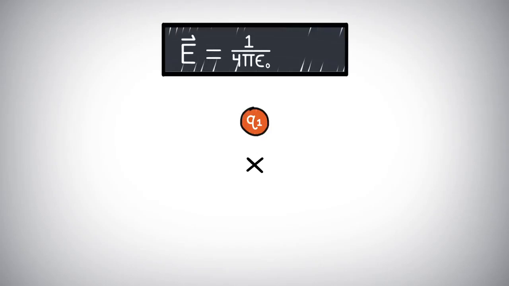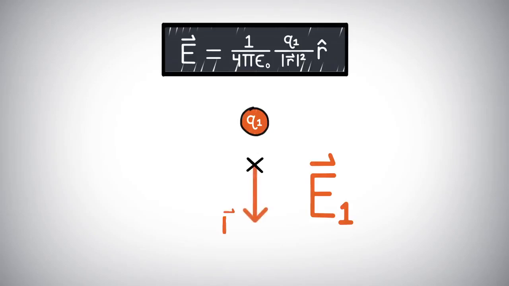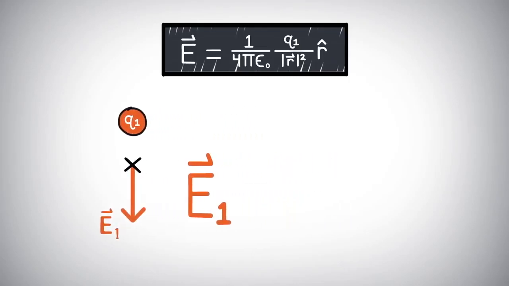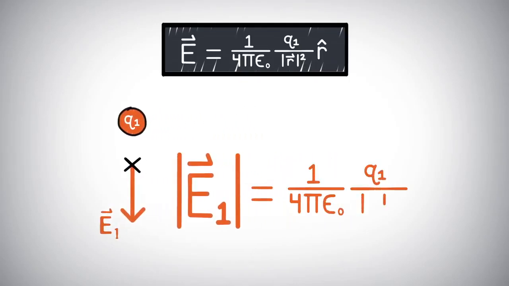For this, we will use our expression for the electric field due to a point charge. We will start with Q1 and represent E1, the corresponding vector electric field at point x due to source charge Q1, using an arrow. The length of the arrow represents the magnitude of E1 at point x due to source charge Q1. We can also write down the magnitude of E1 symbolically as shown.